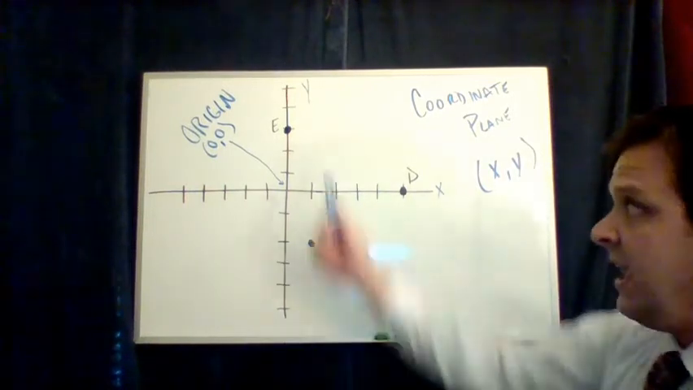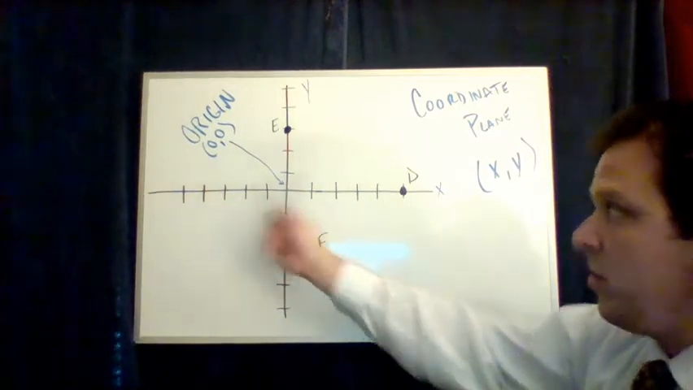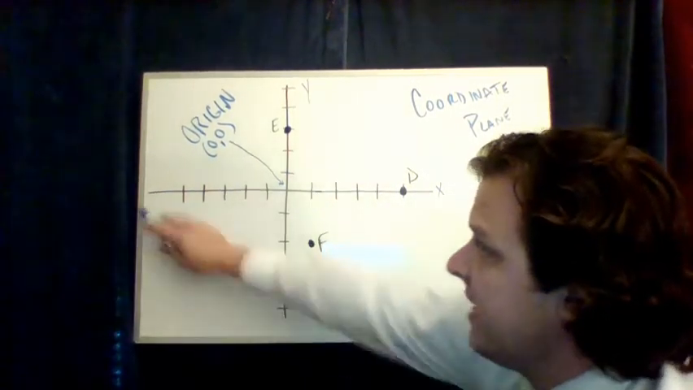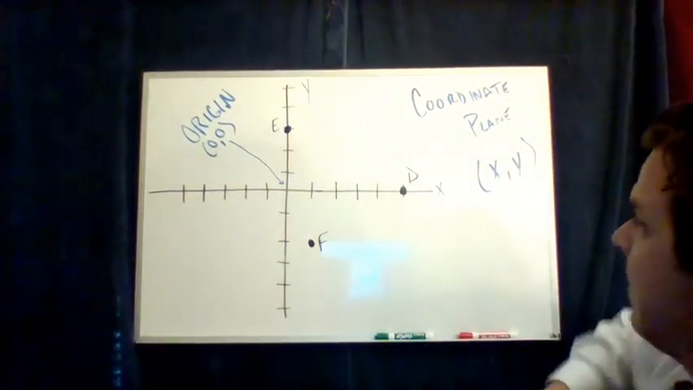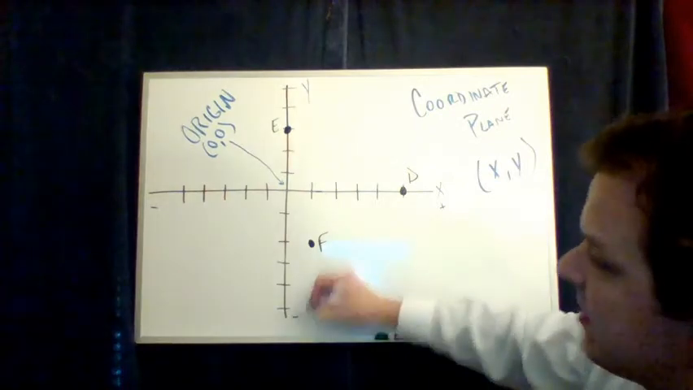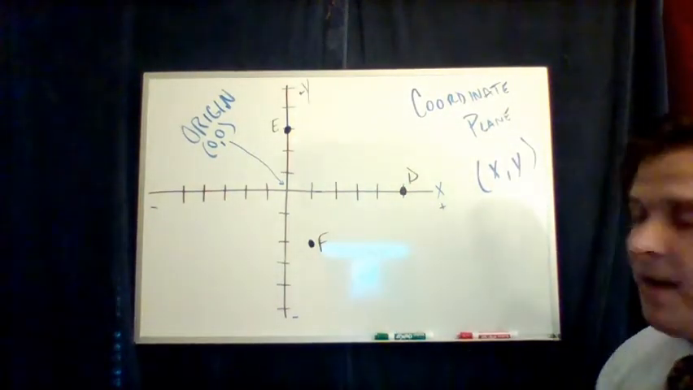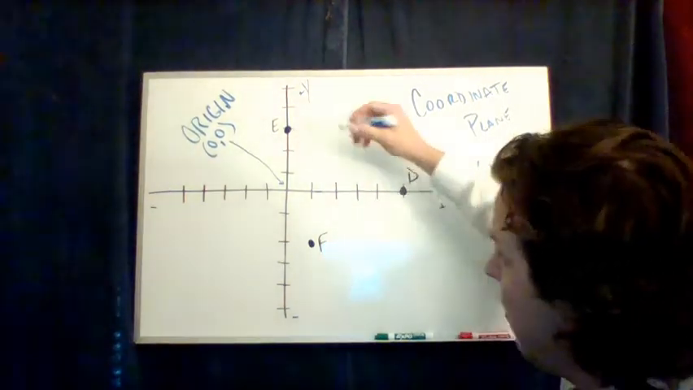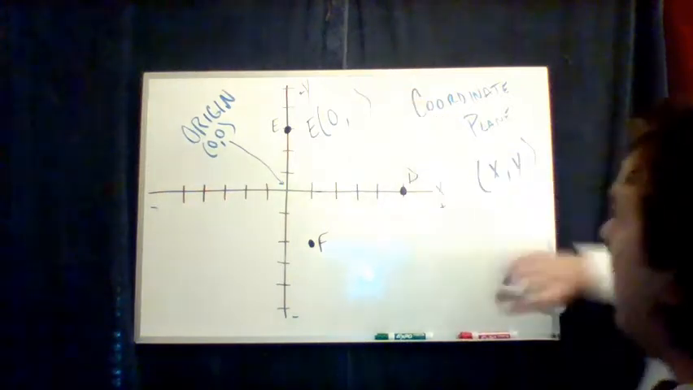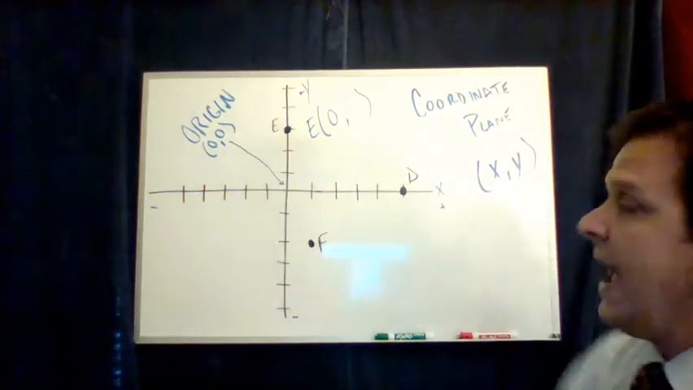All right, let's start with E. Well, from the origin, we don't go left or right at all. Right, so if we don't go left, this is the negative side, and this is the positive side. This is positive here. This is negative, just like down here is negative, and this is positive. So if we don't go left, we don't go right. That number is 0. Okay, so E starts with a 0 for x because it's on the y-axis.